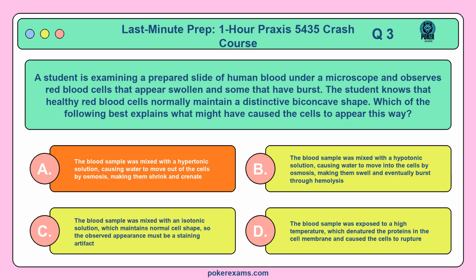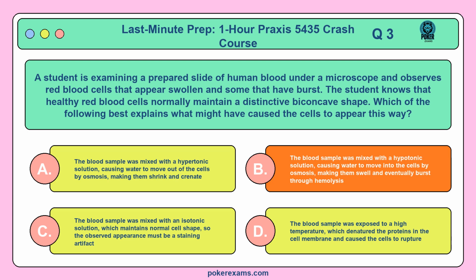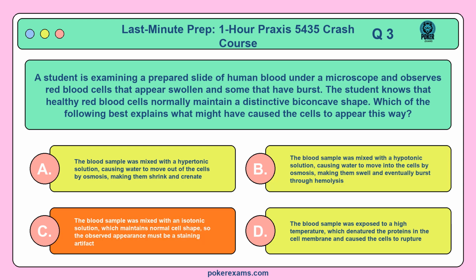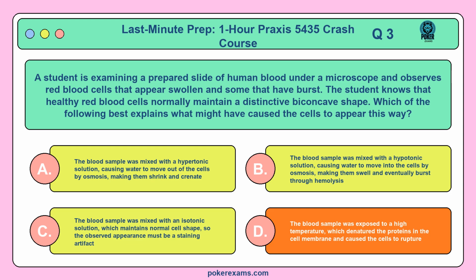Option A. The blood sample was mixed with a hypertonic solution, causing water to move out of the cells by osmosis, making them shrink and crenate. B. The blood sample was mixed with a hypotonic solution, causing water to move into the cells by osmosis, making them swell and eventually burst through hemolysis. C. The blood sample was mixed with an isotonic solution, which maintains normal cell shape, so the observed appearance must be a staining artifact. Or D. The blood sample was exposed to a high temperature, which denatured the proteins in the cell membrane and caused the cells to rupture.